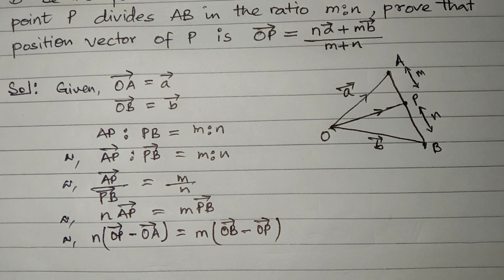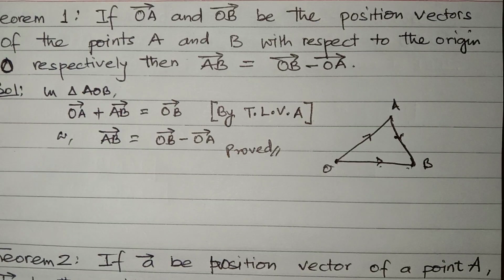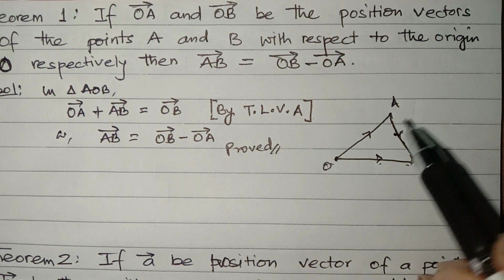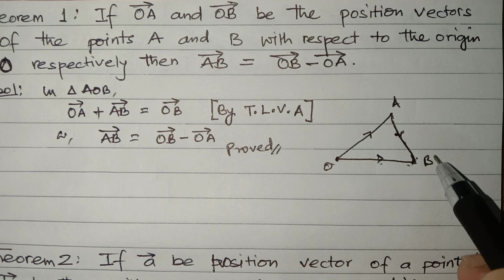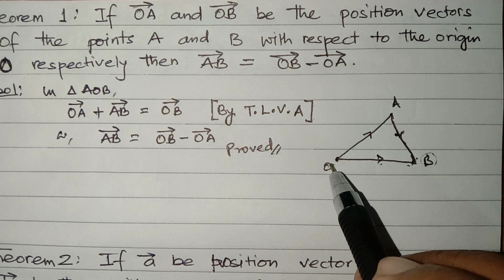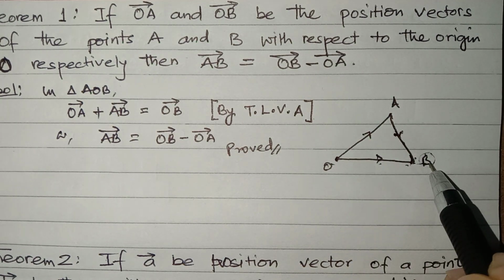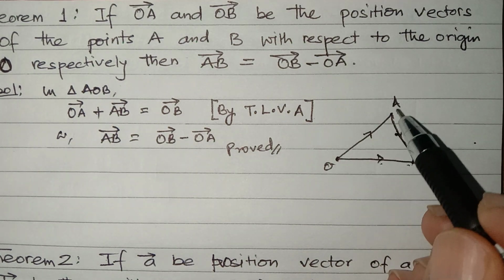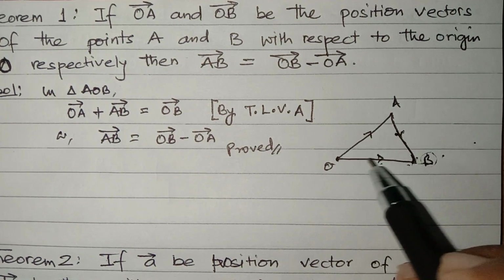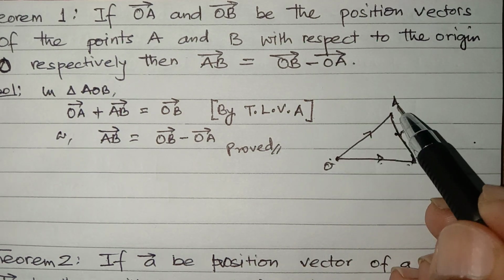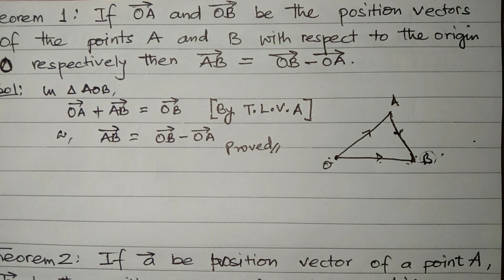Now let's check our first theorem once more. Here you can check that vector AB is vector OB minus vector OA. Note it down that for vector AB, the terminal point is B. So take the vector of the terminal point minus the vector of the initial point. Always keep in mind that in vector AB, B is the terminal point, so it is the vector of the terminal point minus the vector of the initial point. Okay, so that we have done there. You can check its validity. Let's go to our theorem 2.